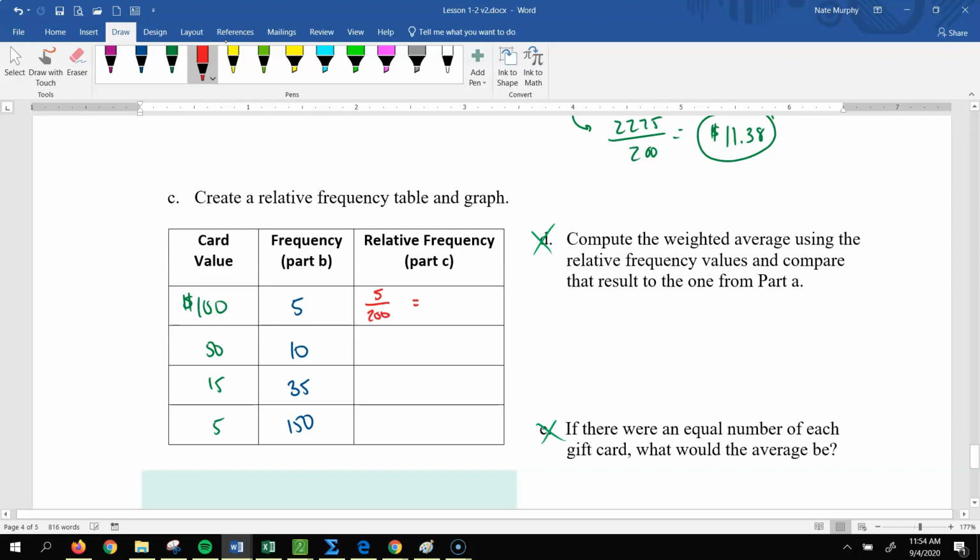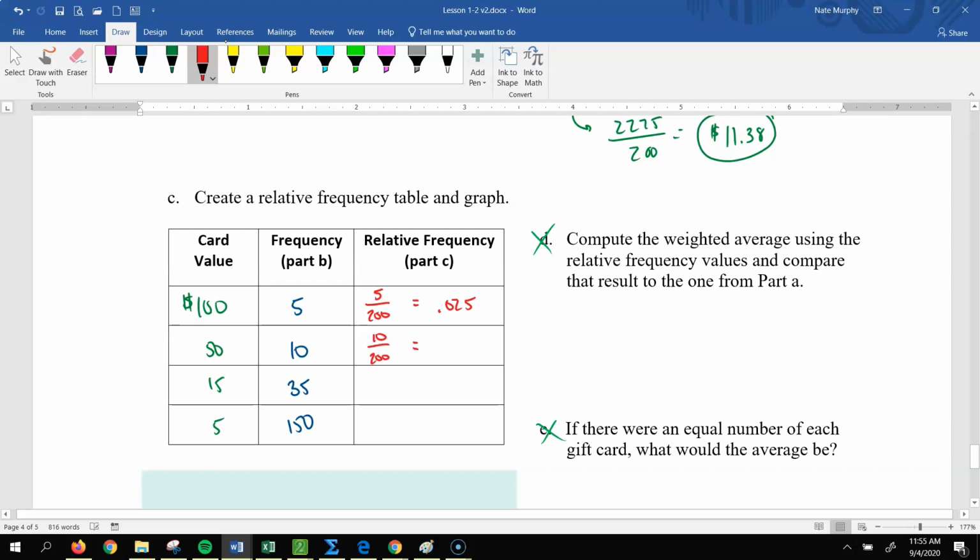Now oftentimes it's easier because if we do a graph, or if we're going to illustrate these in any type of graph, we're not going to want to do it as a fraction. So I want to change this to either a percent or a decimal. So we'll just do this as a decimal. So the relative frequency would be 5 divided by 200, which is 0.025. Again, it's always the part that we're looking at over the total number of items.